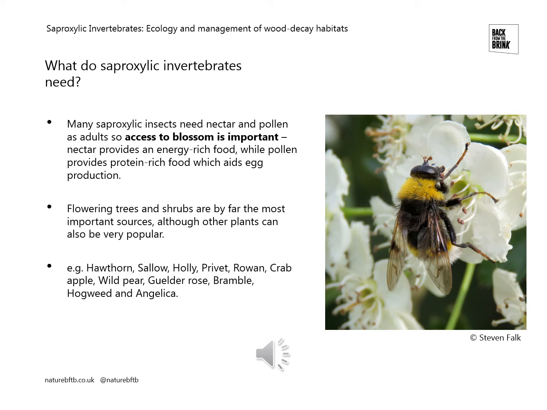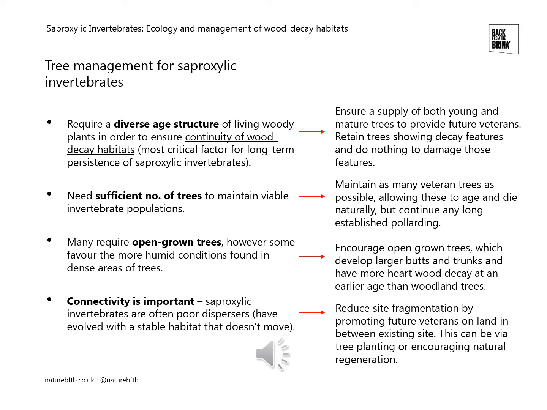So flowering trees and shrubs are by far the most important sources, but other plants as well, other flowering plants are also important. Some examples include hawthorn, sallow, holly, privet, rowan, crabapple, wild pear, guelder rose, bramble, hogweed, and angelica. So what can we do on site to make them more valuable for our saproxylic invertebrates?